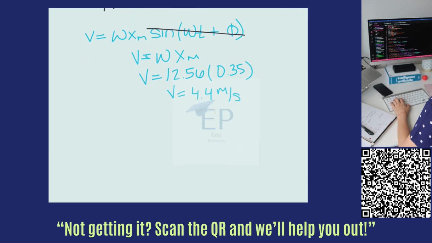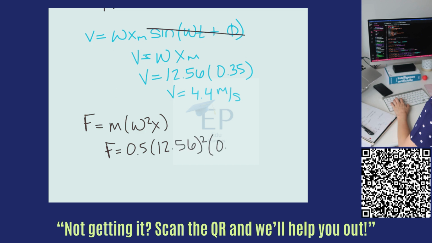And the very last thing we are asked to find for this is the maximum force on the block from the spring. So we have to do force equals mass times omega squared times x. And so we're just going to plug in our values. Force equals 0.5 kilograms times our omega, which we solved for, which is 12.56 squared, times our amplitude, 0.35, giving us a force of 27.6 newtons.